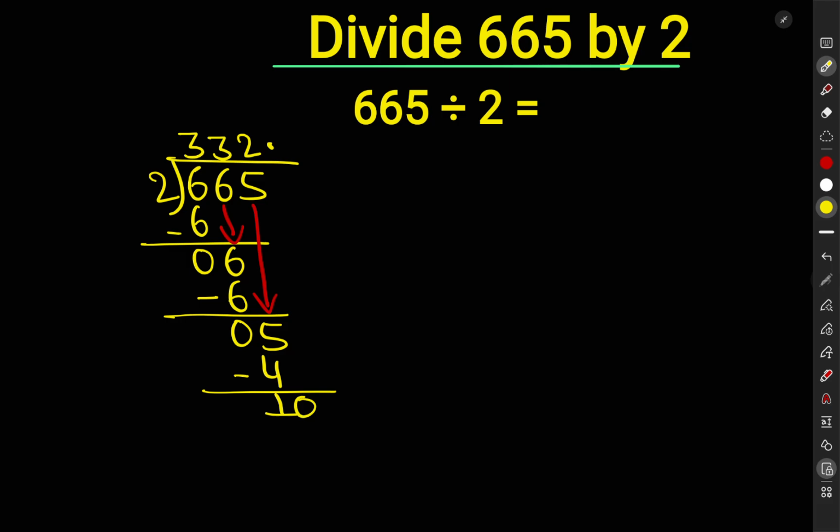So it is 10 and 2 times 5 is 10. On subtracting, we get 0. So 665 divided by 2 is 332 decimal 5.